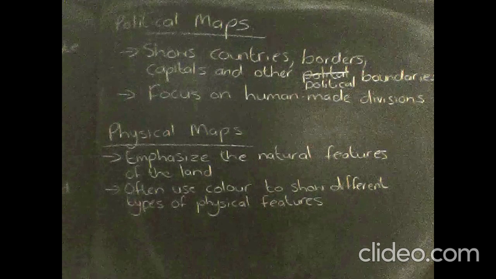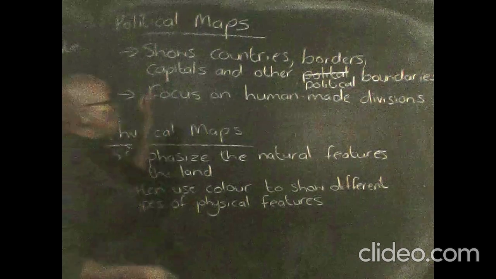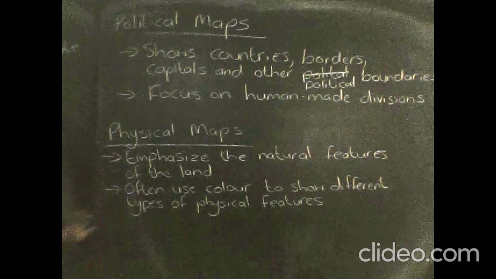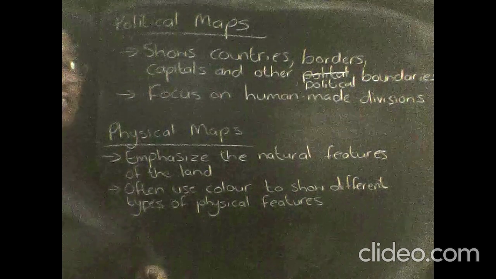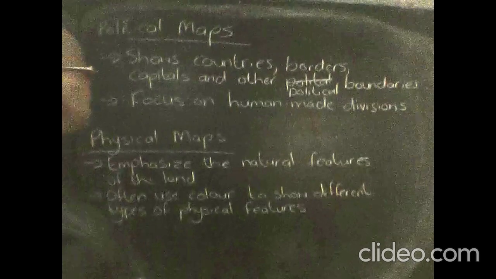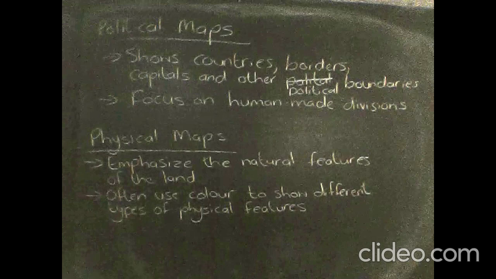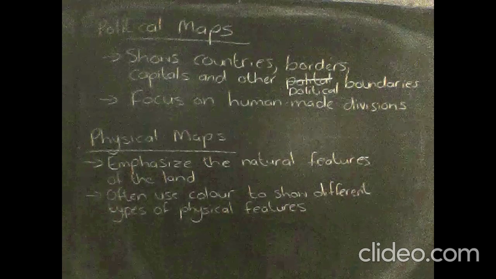Right, so it shows political boundaries and it focuses on human-made or man-made divisions. So just like the borders between us and our neighboring countries, that is what it shows. It shows borders between the different provinces. So a political map would have that.